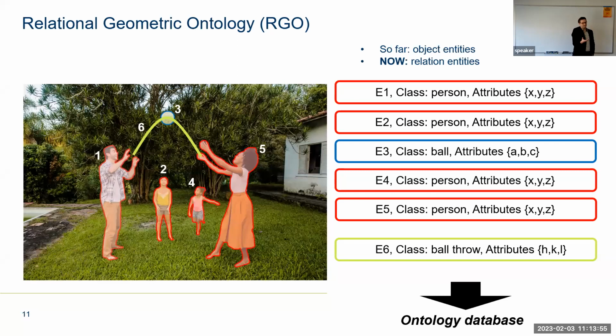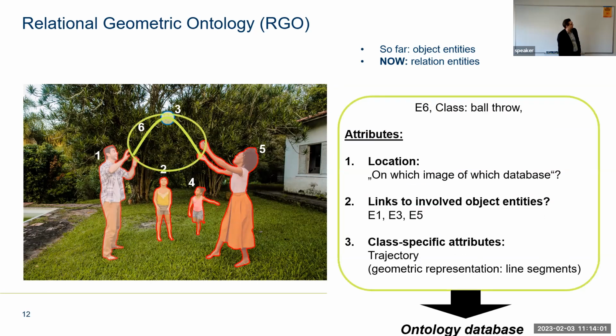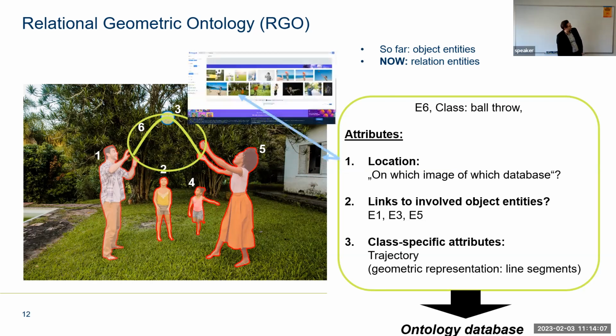So I can make up an entity for the class ball throw. And these relation entities look a little bit different than object entities. First, of course, they also need to have the information on which image of which database this relation exists. But now it is not represented geometrically, but it links to already existing object entities. So I know that in this ball throw, entity 1, entity 3, and entity 5 are involved.